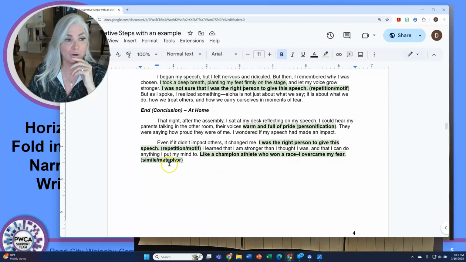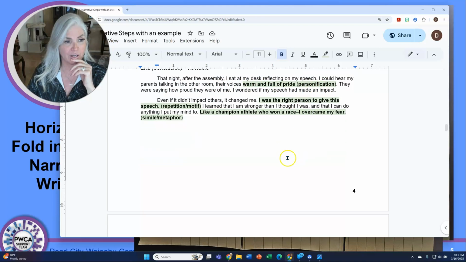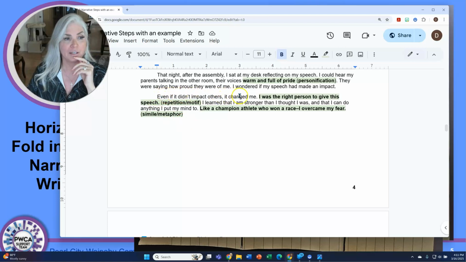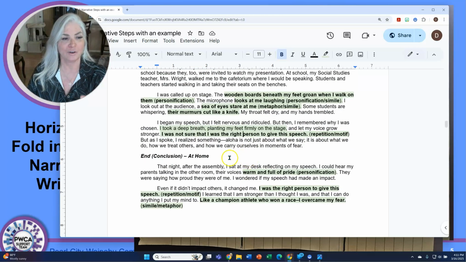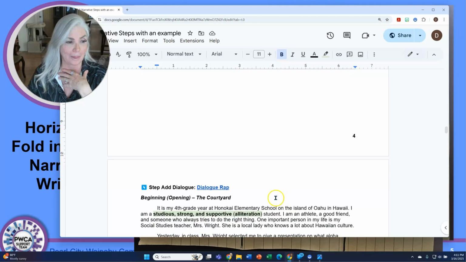And then now when we're at home, when you're listening to your parents' voices, their voices warm and full of pride. So that's personification. Even if it didn't impact others, it changed me. I was the right person to give the speech. So here we said, not the right person, not the right person. And at the very end, we say, I was the right person.